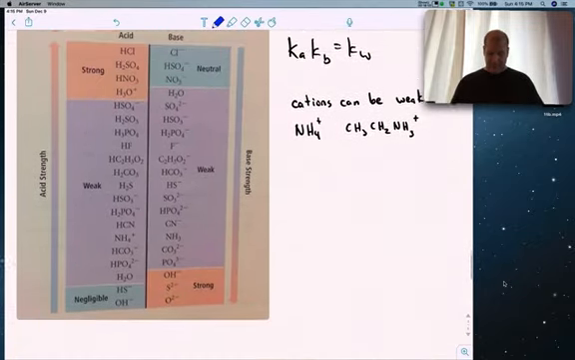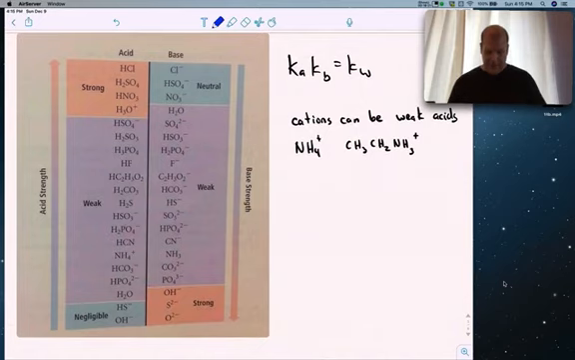Okay, so just so you know, for acids and conjugate bases, or bases and conjugate acids, if you take the acid and its conjugate base and multiply them together, those equal the Kw. So Ka times Kb for a conjugate acid-base pair is going to be Kw for water, at 25 degrees Celsius, 10 to the minus 14.